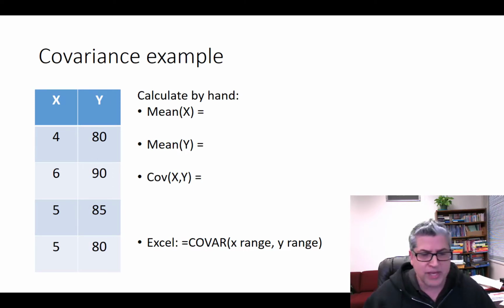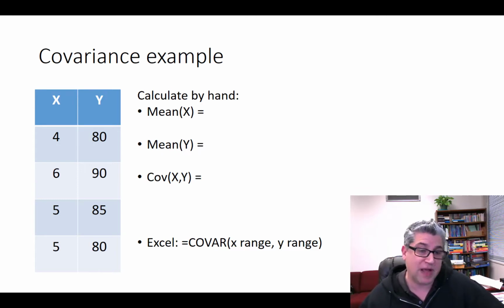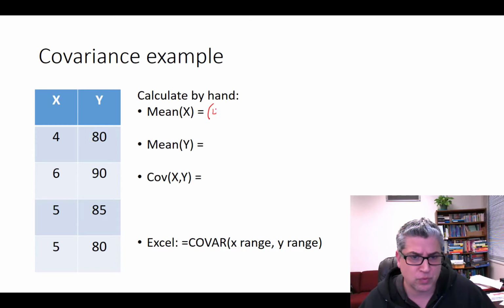So we want to calculate the covariance. I know that it's going to be the sum of a bunch of terms, and each of those terms is the difference of each value from its mean. So we need to calculate the means. Let's do that real quick. What is the average of x? It's 4 plus 6 plus 5 plus 5, and all of that divided by 4. So we've got 20 divided by 4. The average x is 5.